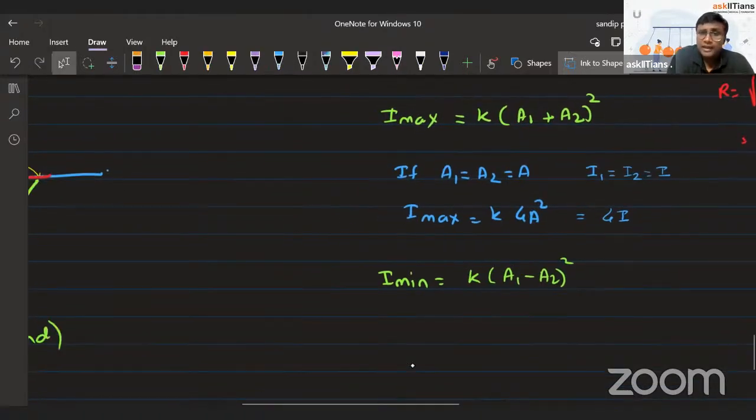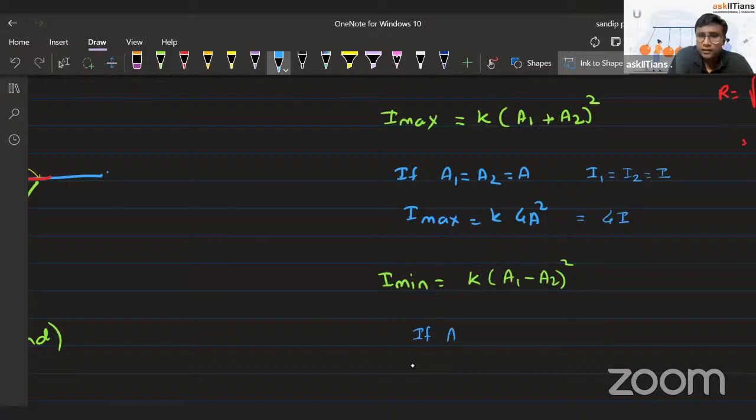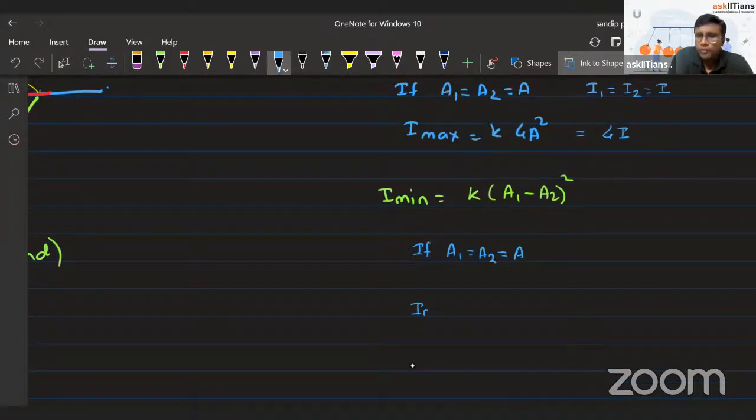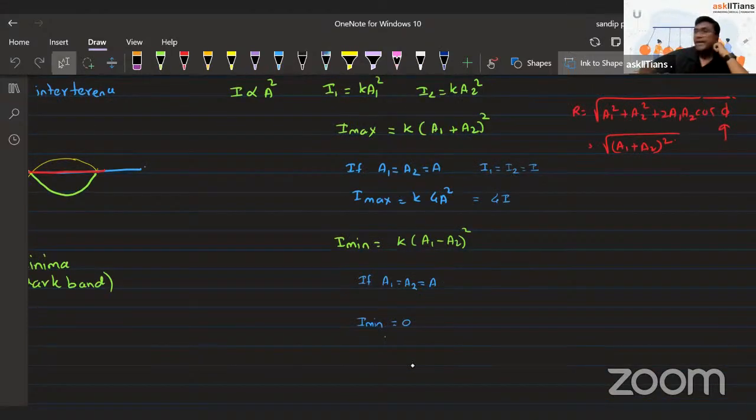Similarly, here also I can say if A1 is equal to A2 is equal to, let's say, A, then this A1 minus A2 will become 0. So Imin will become 0. So maximum intensity is 4 times the original intensity. That's why we'll get the bright point in that case. And when you talk about the minimum, Imin is 0. 0 means no light. No light means dark band, we can say that, like this.